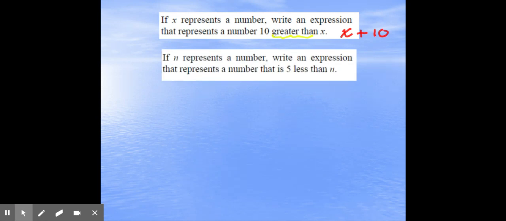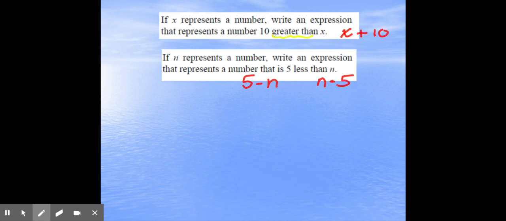Okay, this time it's using n to represent the number. So when we write our expression, we're going to use n. It says write an expression that represents a number that is 5 less than n. So the number is going to be 5 less than n. Does that mean, and this is where we can kind of get into a little bit of a debate, does that mean this? Or does it mean this? Because those are different. Subtraction is not commutative, meaning you can't just switch those around and say they're the same thing. They mean entirely two different things.